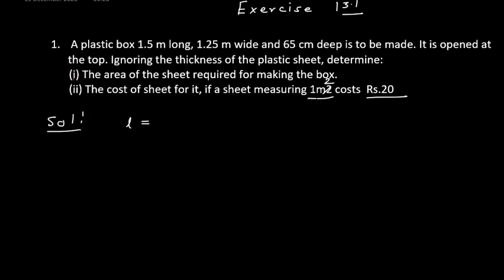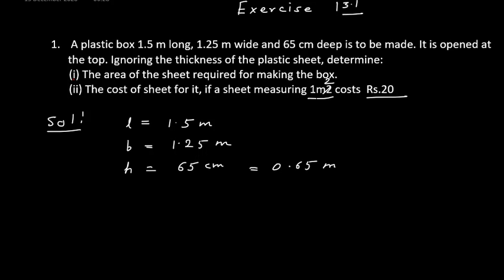length is 1.5 meter, breadth is 1.25 meter and height is 65 centimeter. Now this 65 centimeter you can write as 0.65 meter. Either you convert all the dimensions in centimeter or in meter. Whenever we are doing calculation, all the dimensions should be in the same unit. Clear?